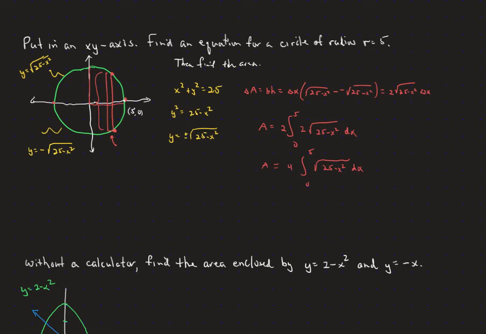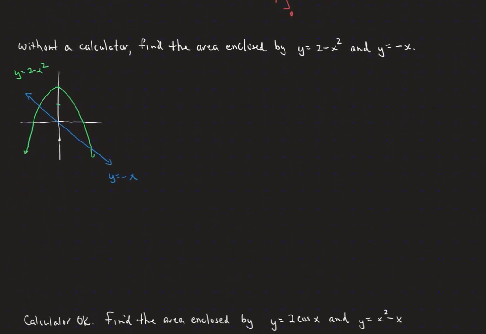So remember, we're going to go math 9. We can actually do it like this. We can go 4 and then times that math 9. Remember, you're going to put 0 as the lower limit, 5 as the upper limit, square root of 25 minus x squared, and then put the dx in. And when you do that, we should get 78.5398, which is 25π for our area.